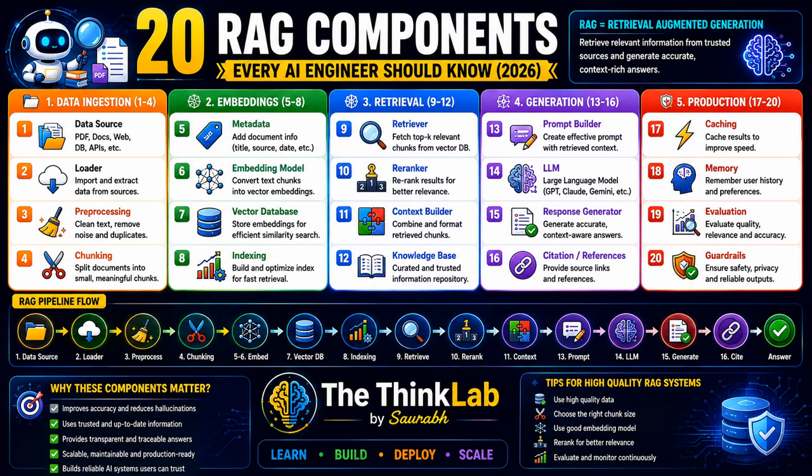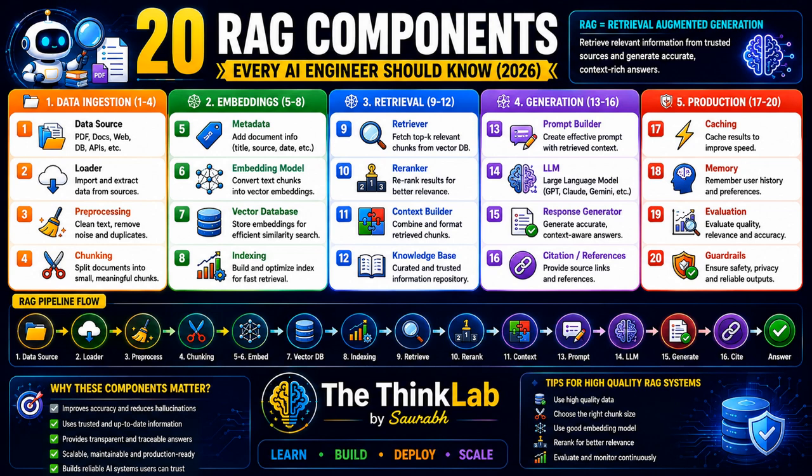Now we are moving to point number 19, evaluation. Evaluation measures how good the RAG system is. We check the accuracy, we check the latency, we check the relevance, and we also have to check the hallucination rate, right? Continuous evaluation helps to improve the system. Hallucination rate, latency, accuracy, these are very important evaluation parameters.